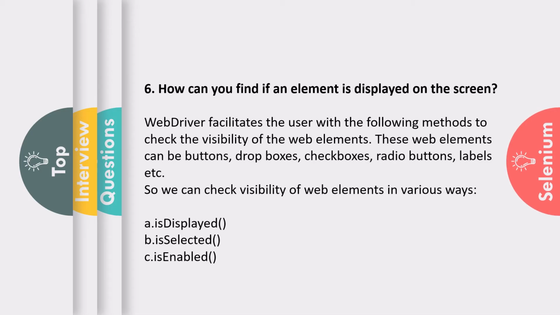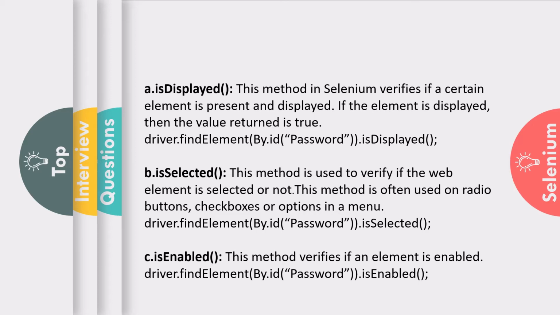The next one is how can we find if an element is displayed on the screen? WebDriver facilitates the user with the following methods to check the visibility of the web elements. These web elements can be buttons, drop-downs, checkboxes, radio buttons, labels, etc. So there are three ways to check the visibility of the web element. The first one is isDisplayed, the next is isSelected, and the third is isEnabled. Starting with the first one, isDisplayed. This method verifies if a certain element is present and displayed. If the element is displayed, then the value returned is true. The syntax for this method is .isDisplayed.